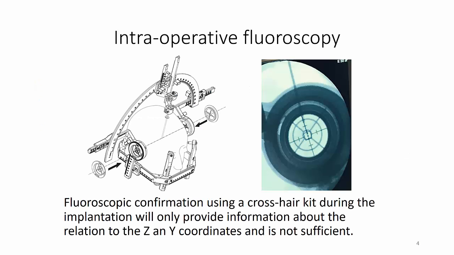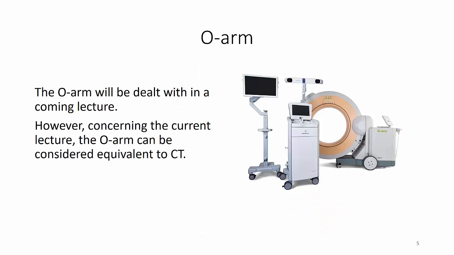There are different methods for visualization of the electrodes. Some use intraoperative fluoroscopy, but fluoroscopic confirmation using a crosshair kit during the implantation will only provide information about the relation to the Z and the Y coordinates, and is thus not sufficient. Concerning the O arm, this will be dealt with in a coming lecture. However, concerning the current lecture, the O arm can be considered equivalent to CT.